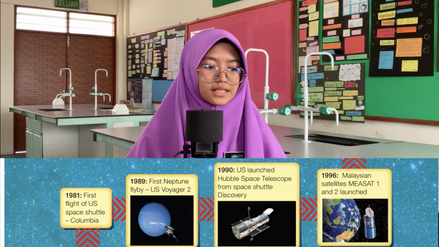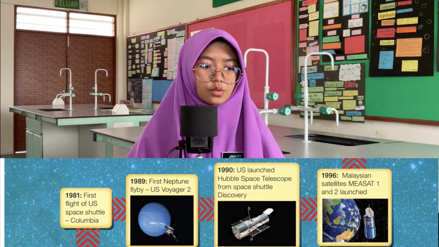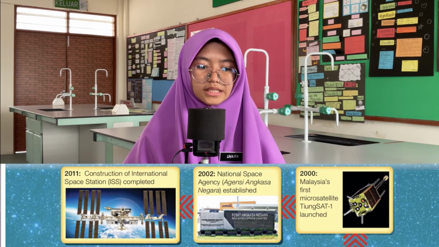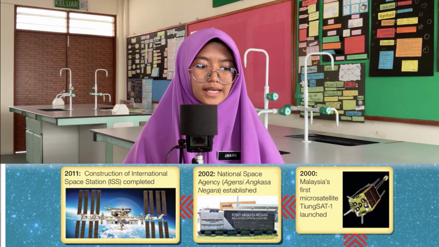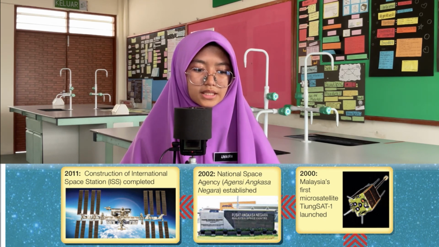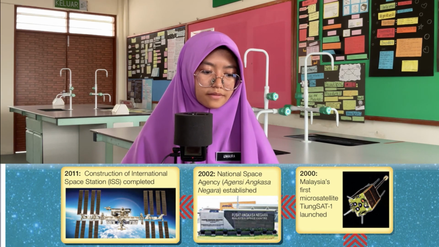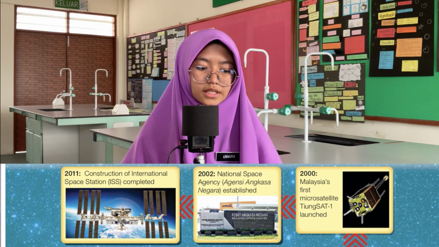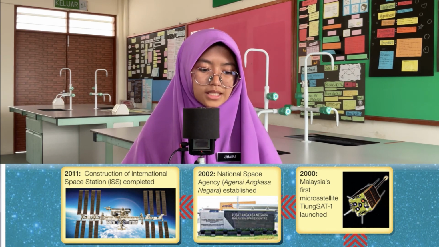1996: Malaysian satellites MEASAT 1 and 2 launched. 2000: Malaysia's first microsatellite, TiungSAT, launched. 2002: National Space Agency established. 2011: construction of the International Space Station completed.